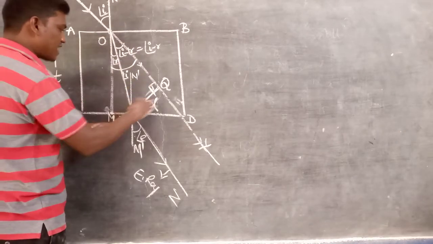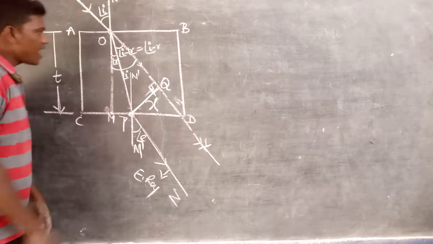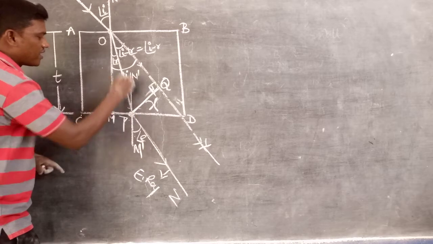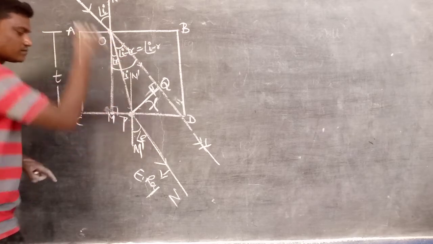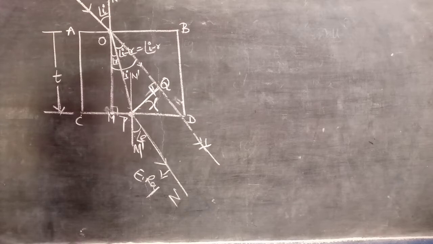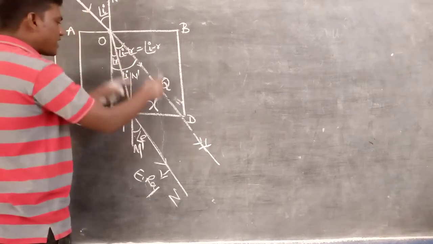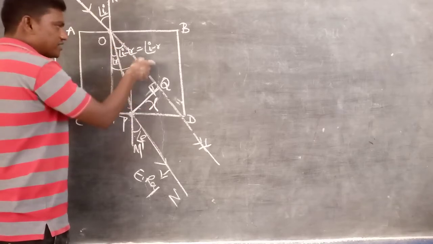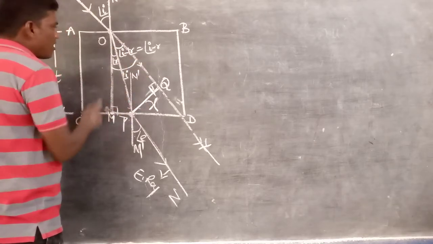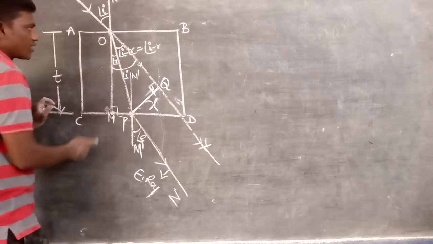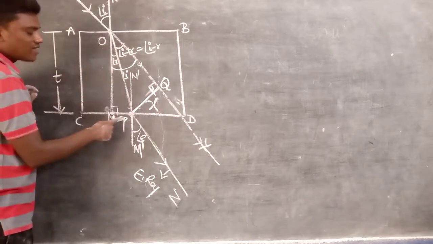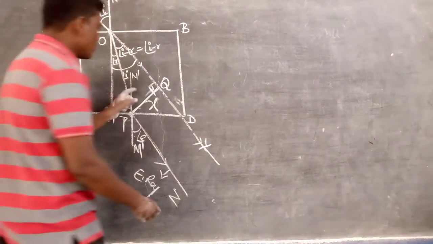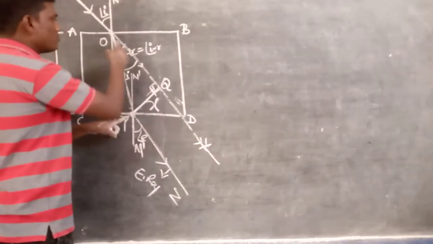Now PQO appears as a right angle triangle, and MOP also appears as a right angle triangle. Is it correct or not? In this right angle triangle, for this angle, this is the opposite side, this is the adjacent side, and this is the hypotenuse. For MOP, for this angle, it is the opposite, the adjacent, the hypotenuse.